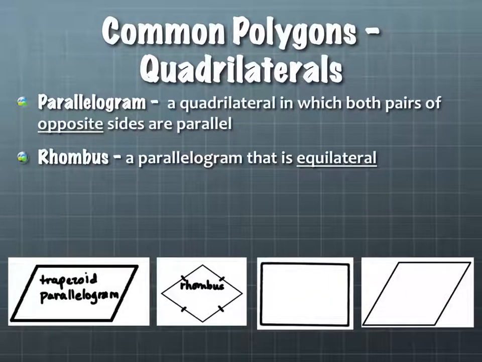What else do you think it is? Well, the definition of rhombus says it's a parallelogram that's equilateral. So if it's a rhombus, then it's a parallelogram. It has to be. I mean, that's part of the definition of being a rhombus, right? So yeah, we get that one too. It's a parallelogram.